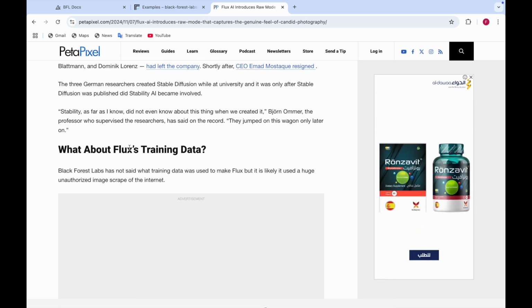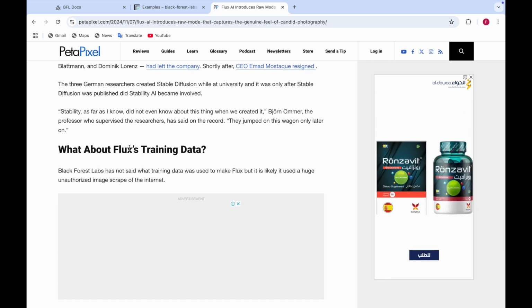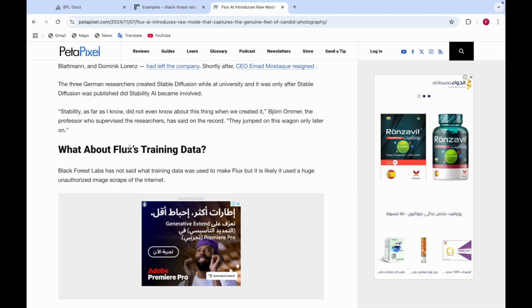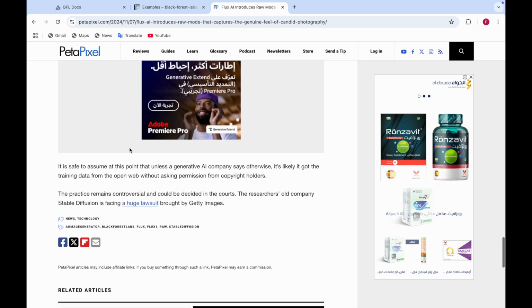About the Flux training data, they took it from the internet, like from image scraping of the internet. So that's all I can say.